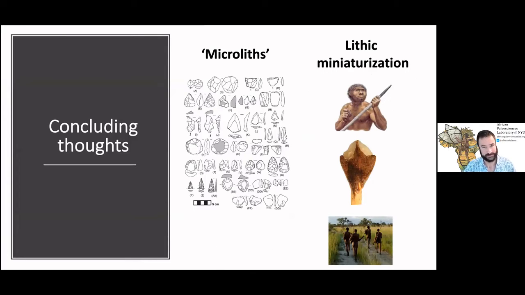Studying microliths doesn't do much for us in terms of understanding this phenomenon because no one can agree on what they are. To do this, we need a more process-driven system, and that is lithic miniaturization, which focuses on how people make things and why they make things. And when we do this, we can look at things like butchery and the evolution of hafting. We can look at mobility and the evolution of human responses to raw material scarcity.